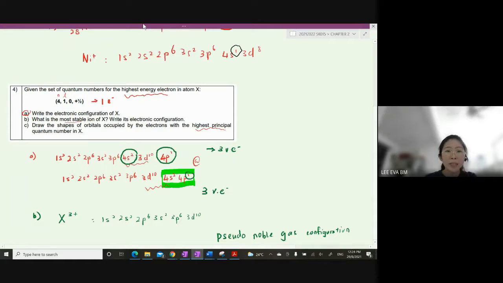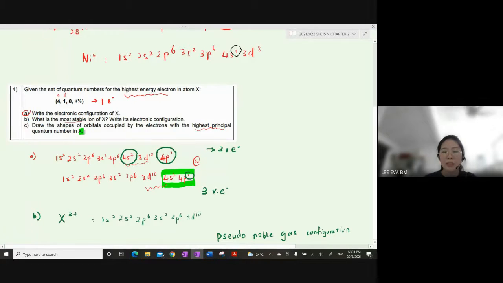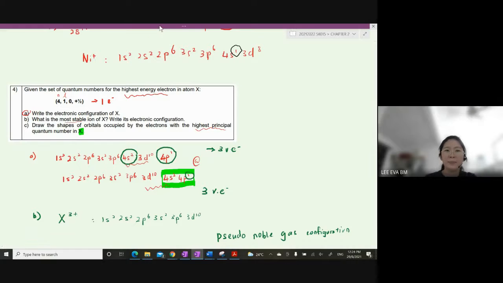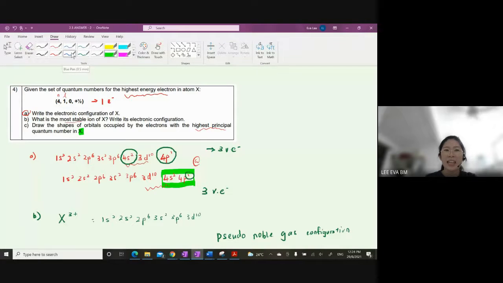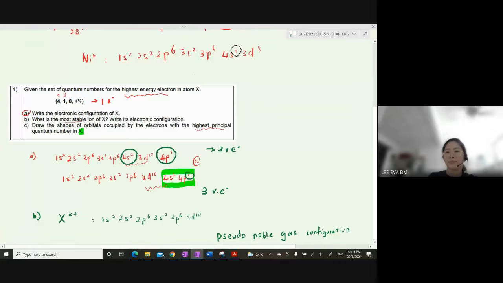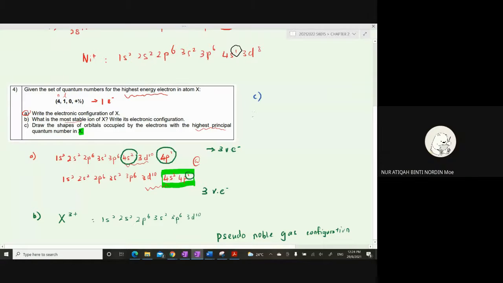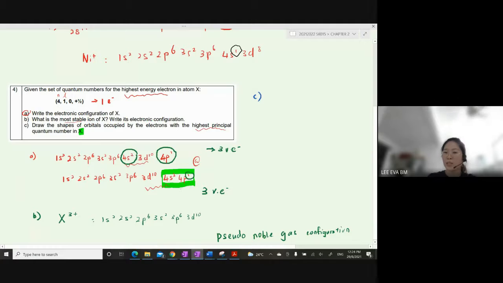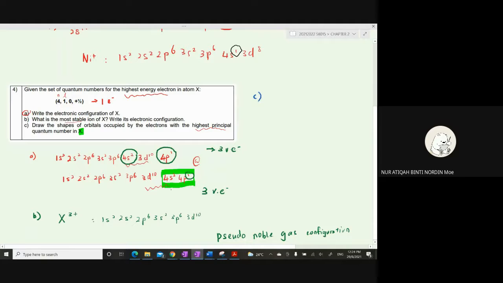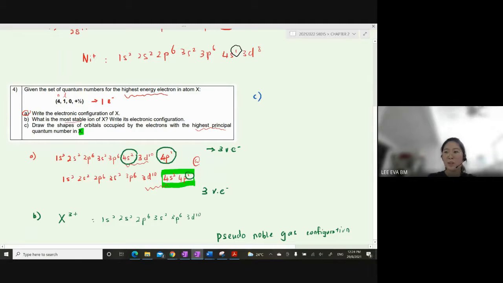So yang ini pun kena highlight juga dalam soalan. Remember, every clue or every tips is inside your questions. So I want the highest principal quantum number in the neutral X parent atom. Now, what is the highest value N? 4. And then how many orbitals do you see? 2. Okay, we have one orbital for S and one of the orbital for P.